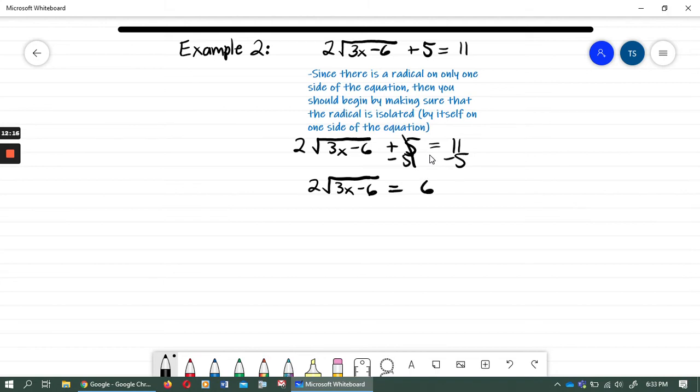All right, and then the only other thing left to do to isolate that radical is to use the inverse operation to cancel out that 2. The operation going on right now between the 2 and that radical is multiplication. The inverse operation that we need to use is dividing. So we need to divide by 2.